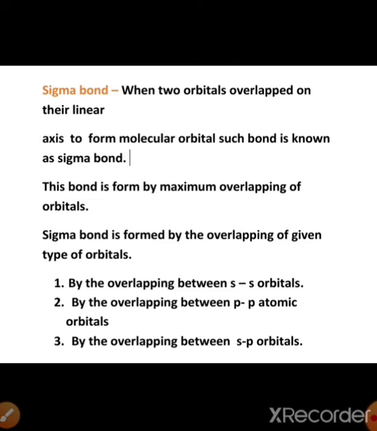When 2 orbitals overlap on their linear axis to form a molecular orbital, such a bond is known as a sigma bond.